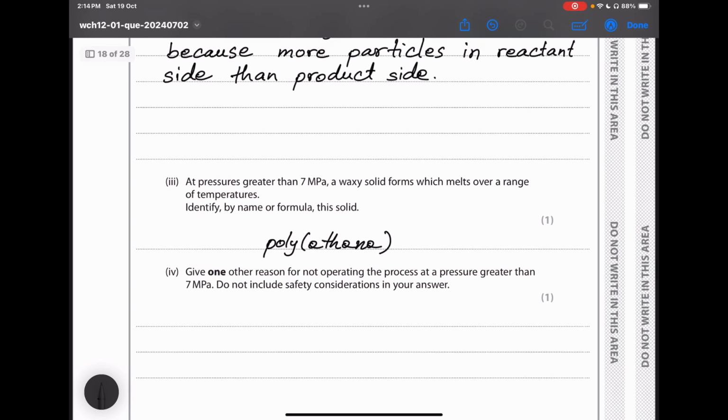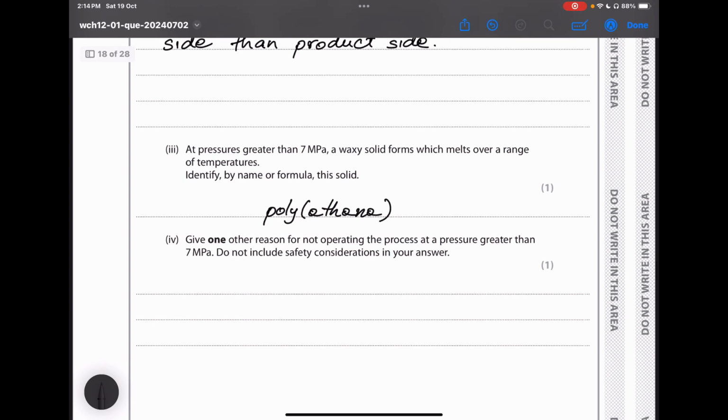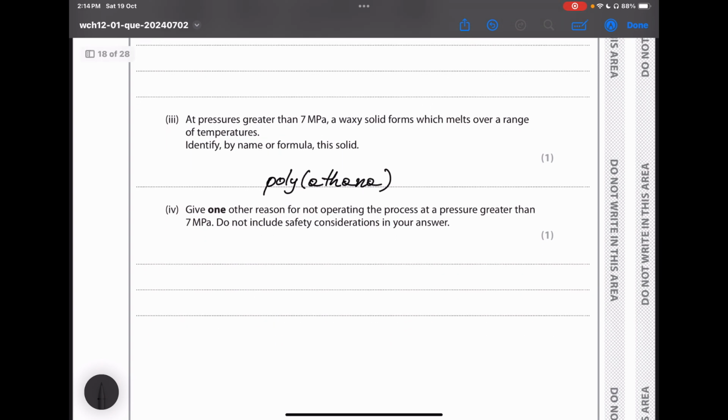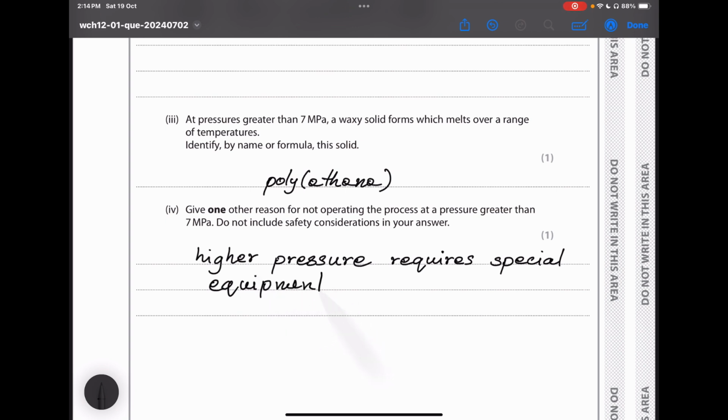Give one other reason for not operating the process at a pressure greater than 7 megapascal. Do not include safety considerations in your answer. This is because it is uneconomical, because more containers which can withstand the pressure need to be installed, right? So higher pressure requires special equipment to withstand the pressure. Okay.